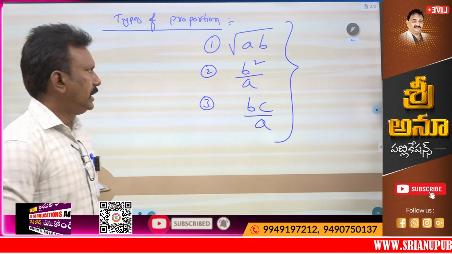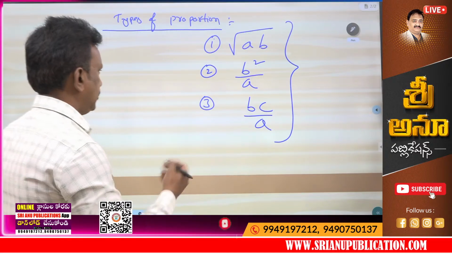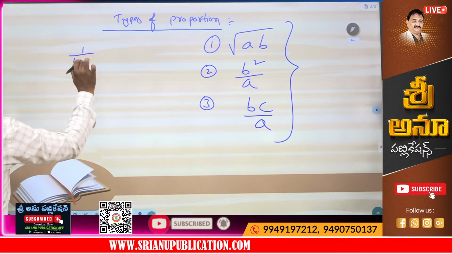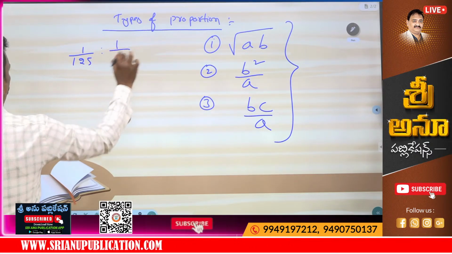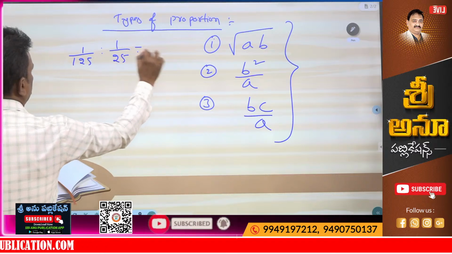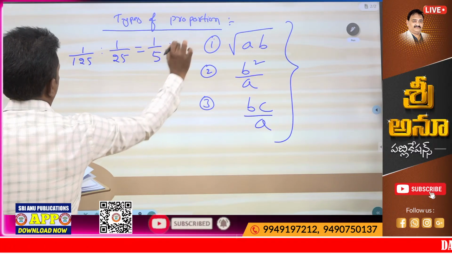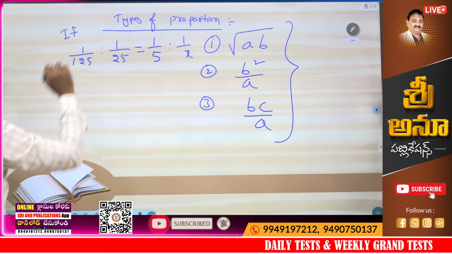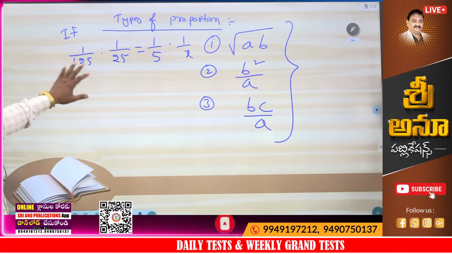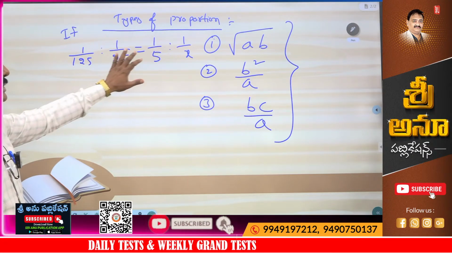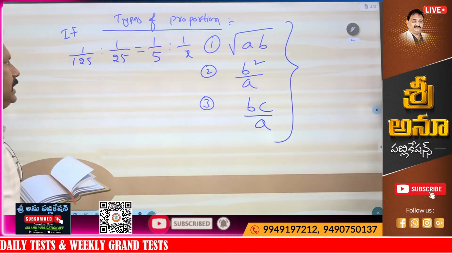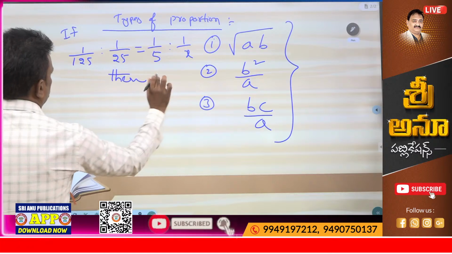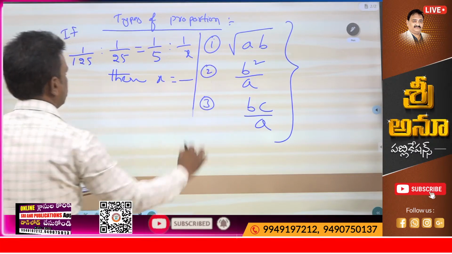And one more example. Let us check one more example. For example, 1 by 125 is to 1 by 25 is equal to 1 by 5 is to 1 by x. So it is one best example. If 1 by 125 is to 1 by 25 is equal to 1 by 5 is to 1 by x, then what is the value of x? Find the x value.